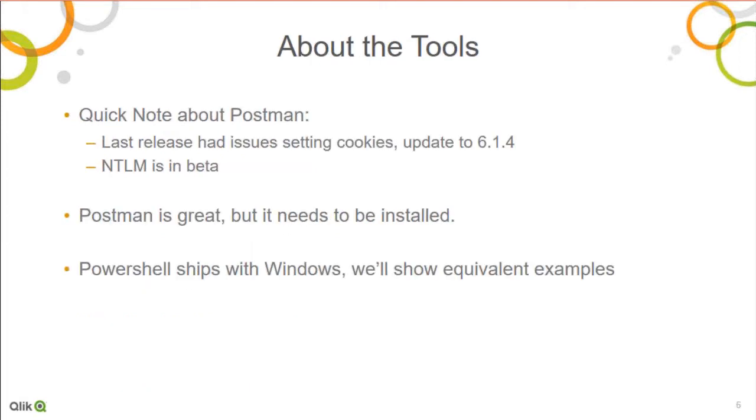Now, a quick note about the tools we're using for our presentation. I am using the latest release of Postman. If you are having issues setting cookies, please update from 6.1.3 to 6.1.4. And do bear in mind that NTLM is in beta in Postman Desktop. Overall, Postman is a great tool, but it does need to be installed. On the other hand, PowerShell ships with Windows, which is why we're showing equivalent examples in PowerShell. You can just copy-paste these scripts directly into your server.